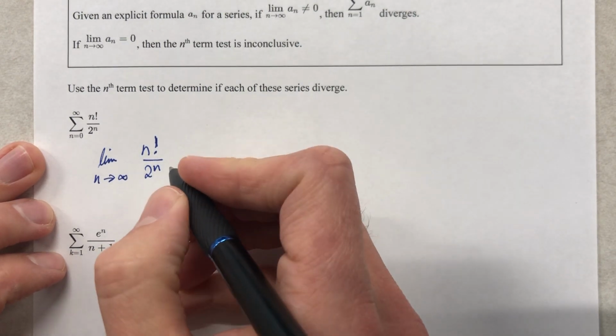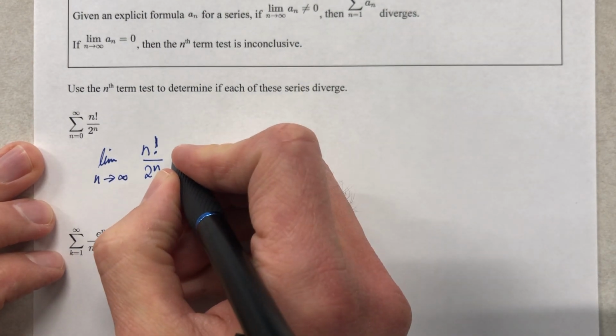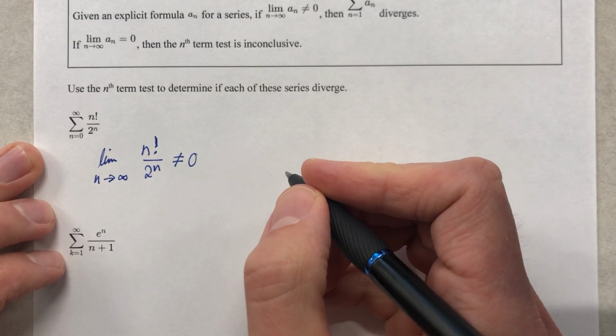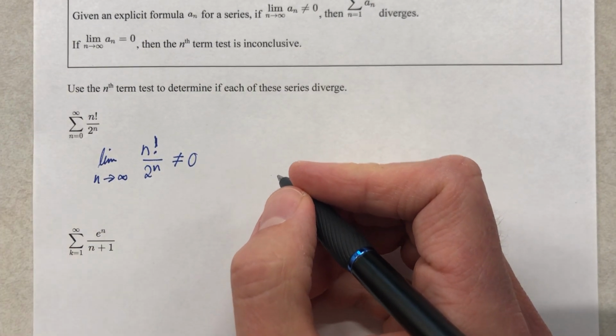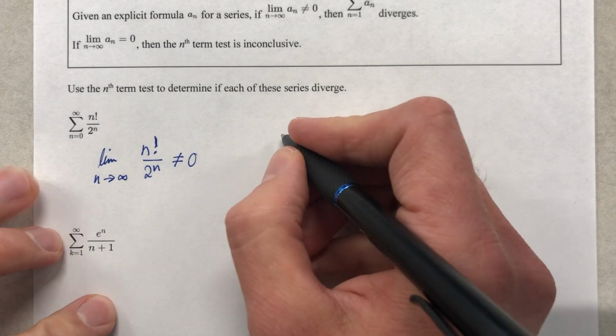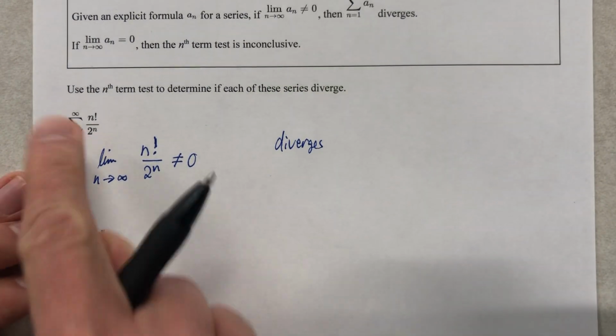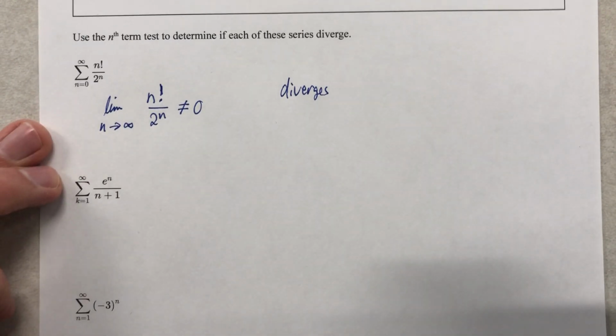The numerator is. So this one is going to be greater than 0. Therefore this does not equal 0, so the series is going to diverge. That's all I can really say for sure, is that we have a divergent series. So that diverges. All right, move on to the next one.